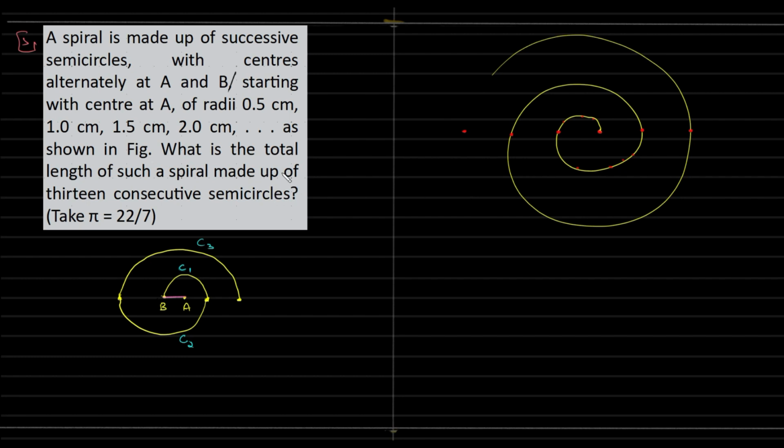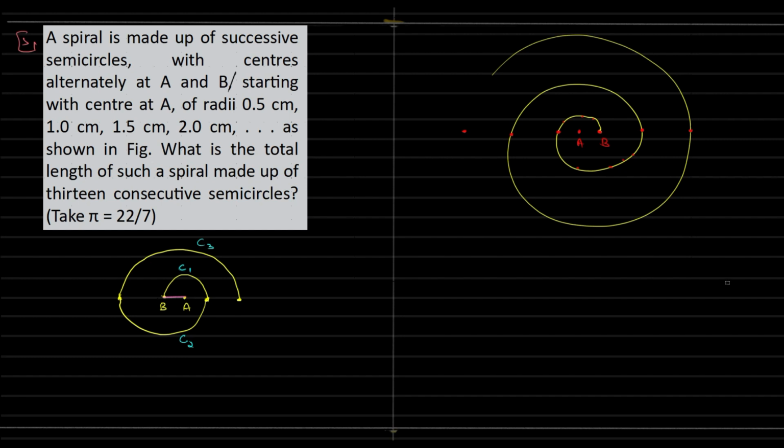So how are they drawn? They're drawn in such a way that this is one of the centers. They're calling it A, and the second center is B. So they take this center and draw a semicircle, take this center and draw one more semicircle, take this center and draw the third one, and so on and so forth. So that's what they're talking about: the spiral is made up of successive semicircles with centers alternating between A and B.